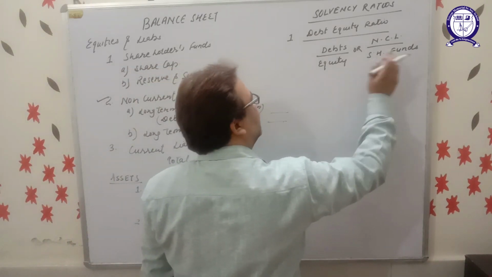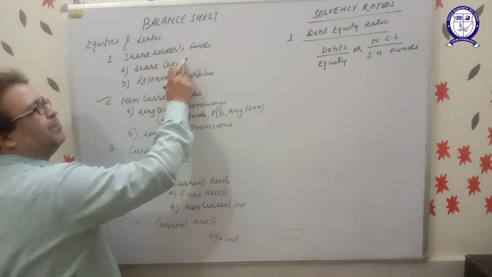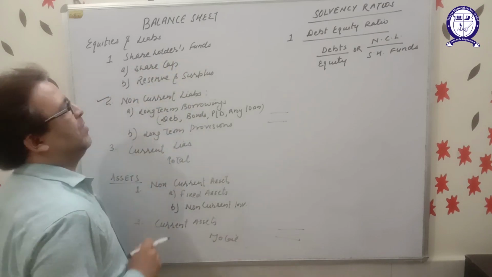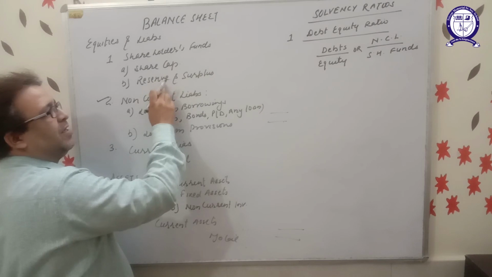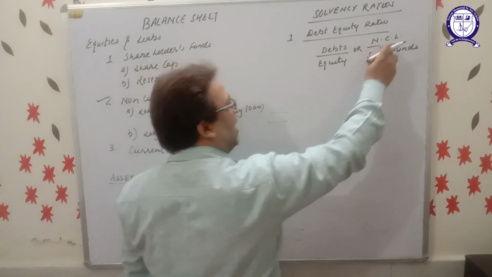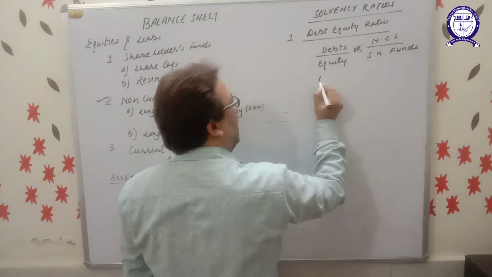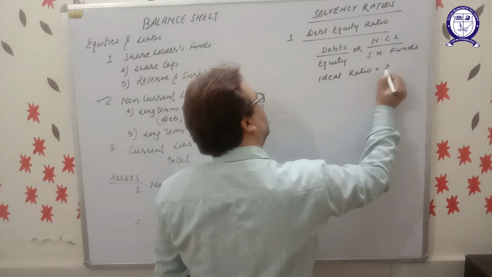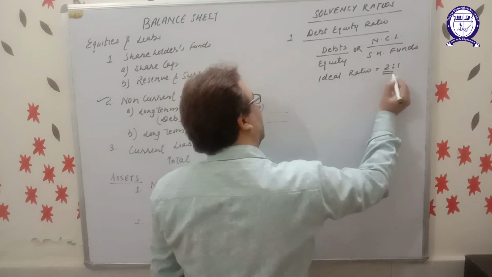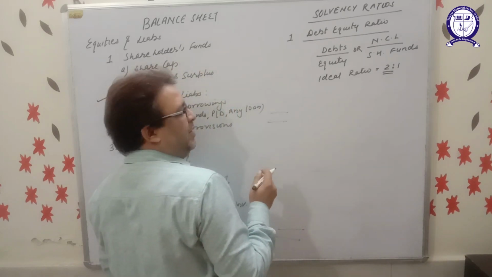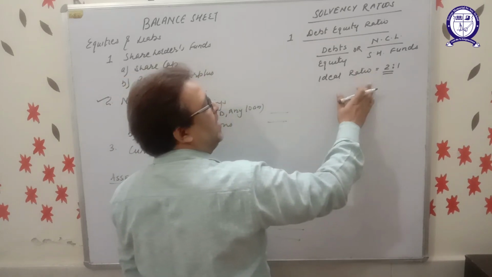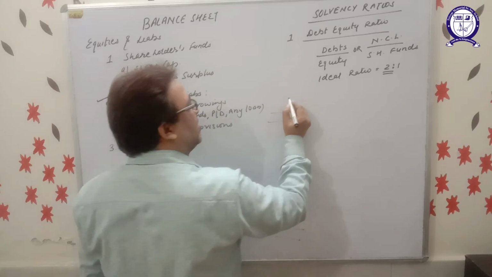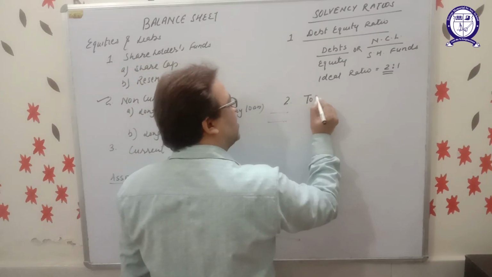And shareholder funds, share capital, whether it is equity or whether it is preference share, reserve and surplus. All the reserves are included in reserve and surplus. So non-current liabilities divided by shareholder funds. Ideal ratio is 2:1. If it is more than 2:1, then we assume that our company is not able to meet its long-term liabilities on time.